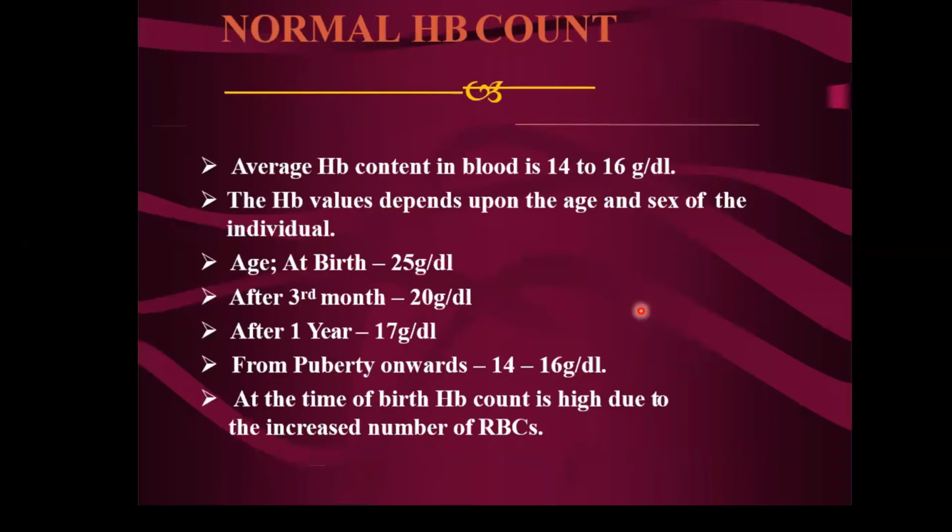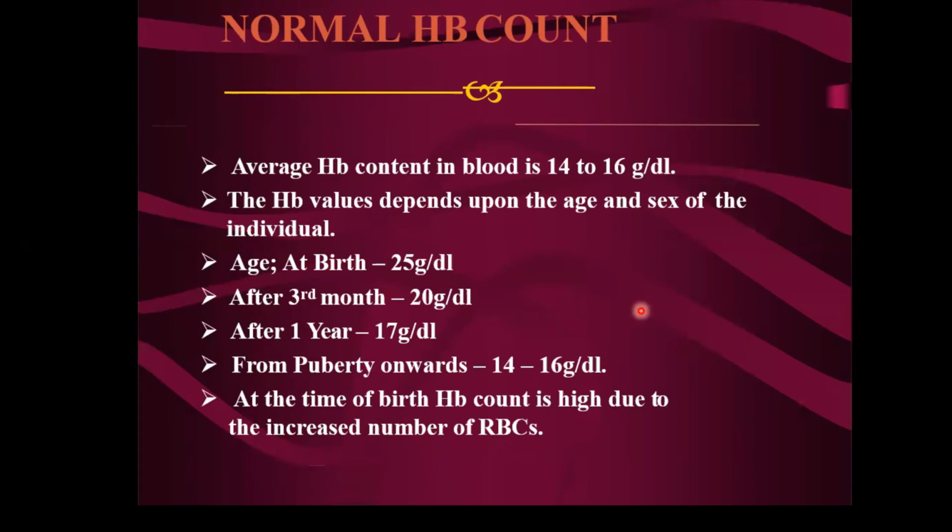Let's talk about the normal hemoglobin count in an average adult and child. Average hemoglobin content in blood is 14 to 16 grams per deciliter. We can say that 16 is for male and 14.5 is for female. So the Hb value depends upon the age and sex of the individual.